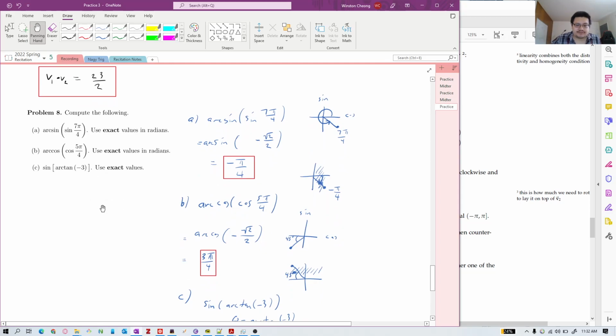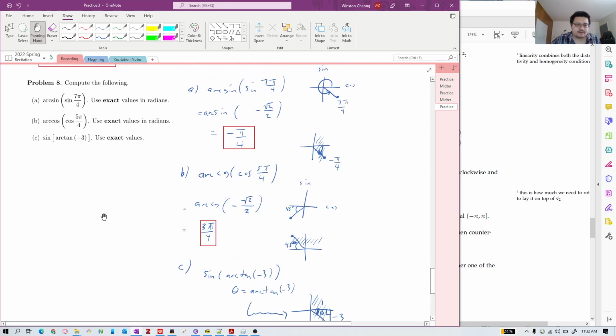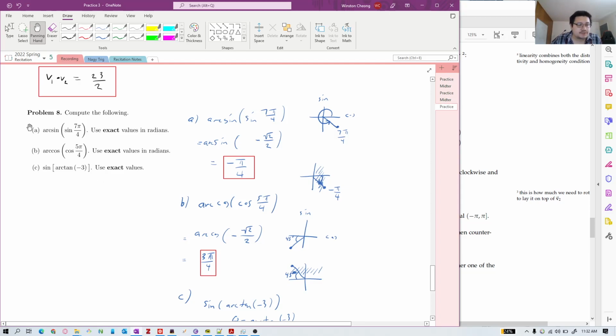For 8, and I think this is the last problem, but there's 3 parts to it. The first 2 are kind of similar to each other. They're inverse trig of a trig. The third one is different and kind of uses a different process. So when you have the trig evaluation on the inside, you should actually do the trig evaluation.